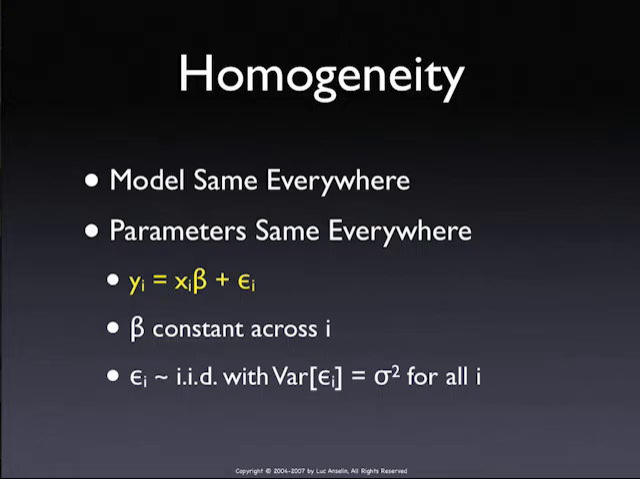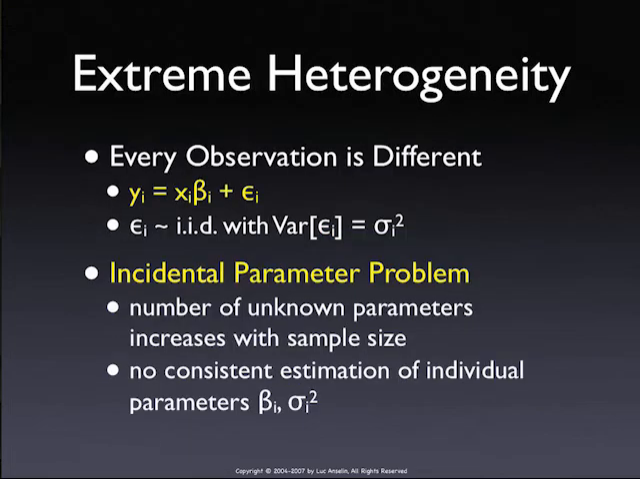The error term ideally is IID, identically and independently distributed, with a constant variance. The opposite is the extreme, what I call extreme heterogeneity, where everything is different everywhere. Now, as we very quickly realized, that's not a workable situation. But it is a useful conceptual point of departure, in that here we conceive of the parameter beta indexed by location i. In other words, every observation has a different parameter.